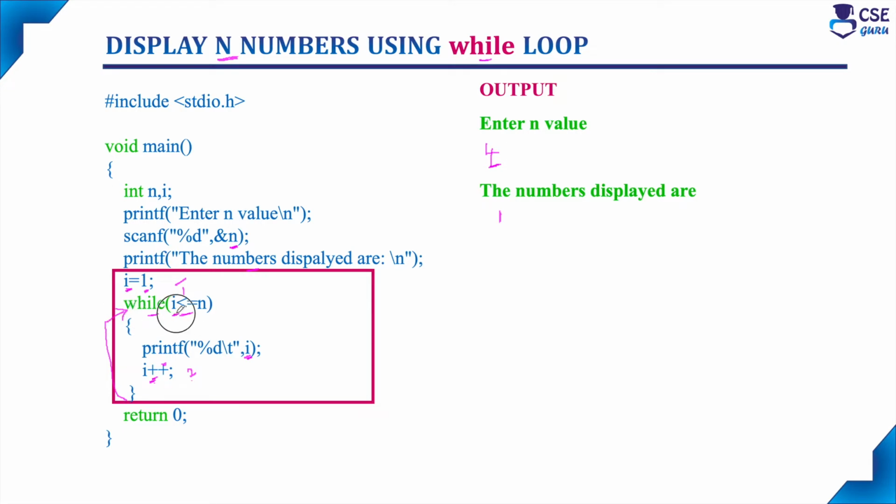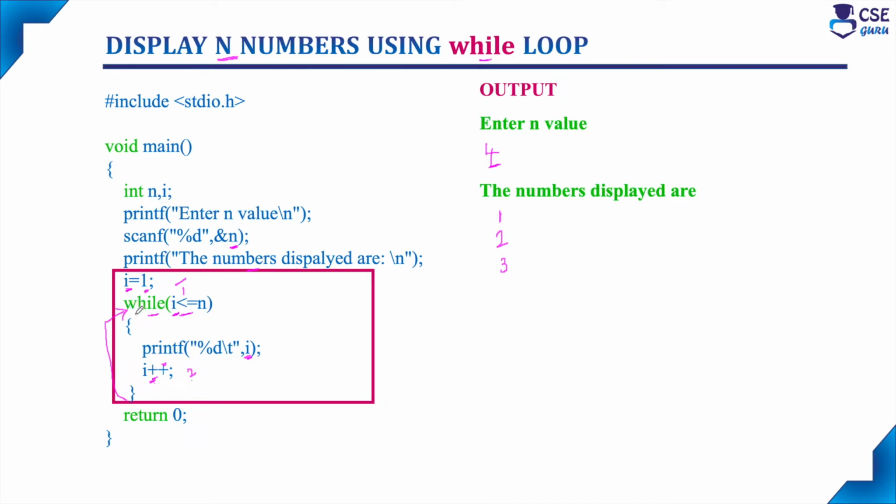So I value will be 2, 2 less than or equal to n value 4. Again, it will allow the body of the loop to execute once. So next it will print 2. Next, I value gets incremented to 3. Check the condition whether 3 is less than or equal to n, condition true, and it will print 3. And then I variable gets updated to 4.